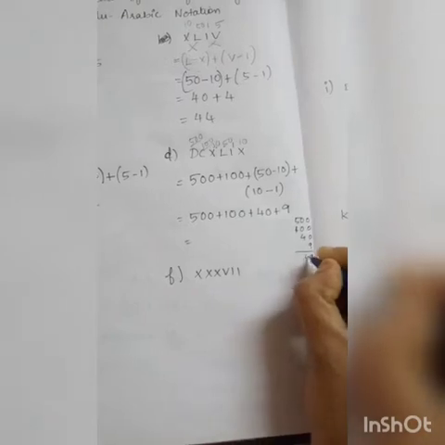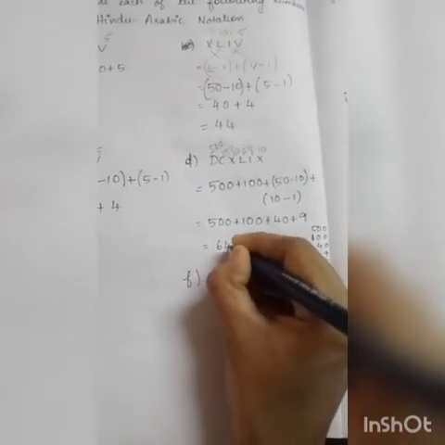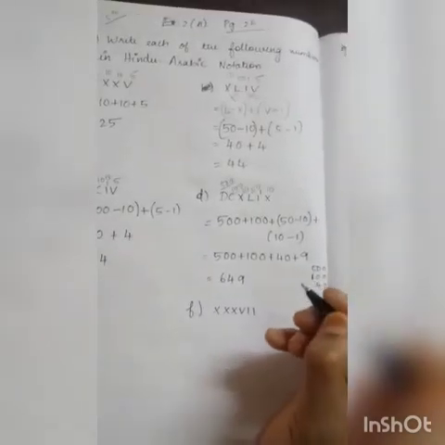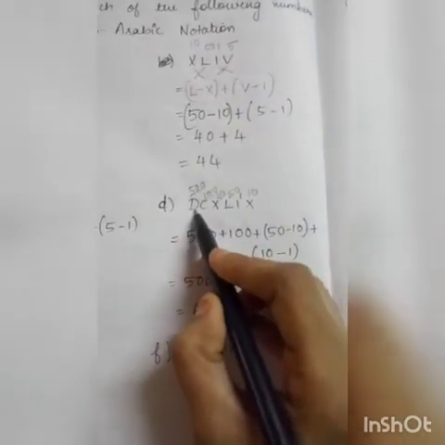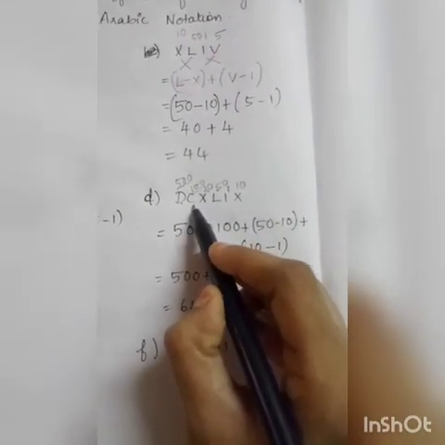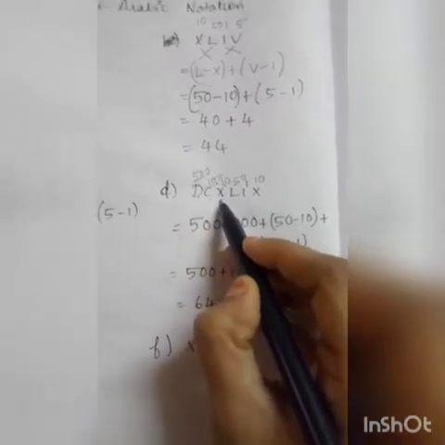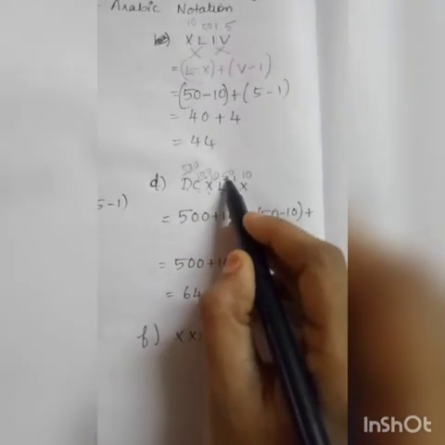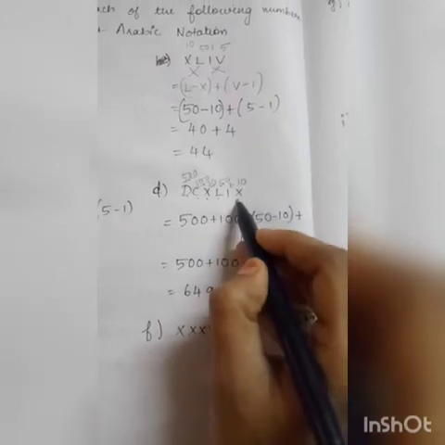So 9, 4, 6. So answer is 649. So what is the answer? 649 because listen, D stands for 500, C for 100, X for 10, L for 50, I for 1, X for 10.